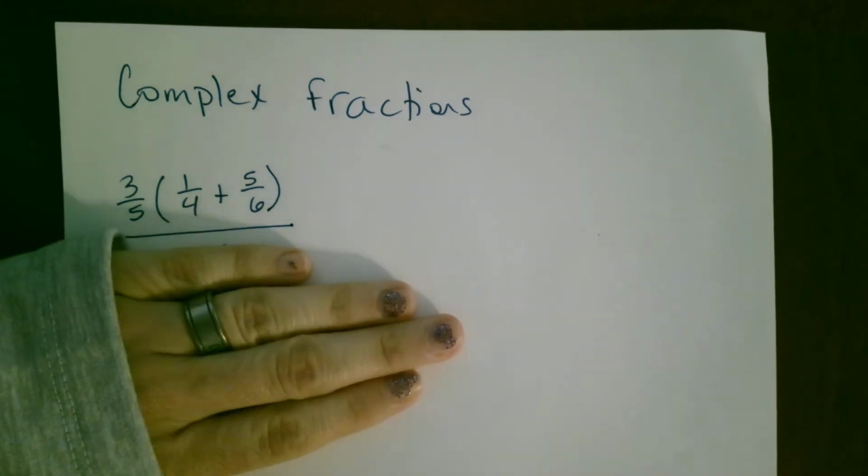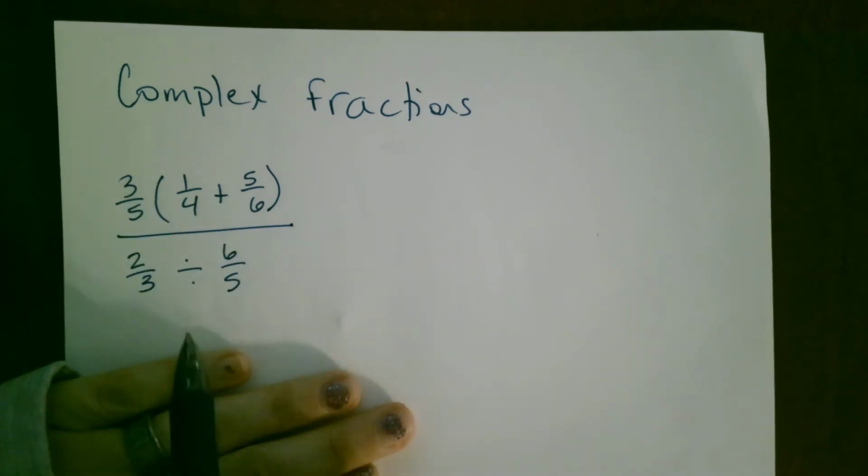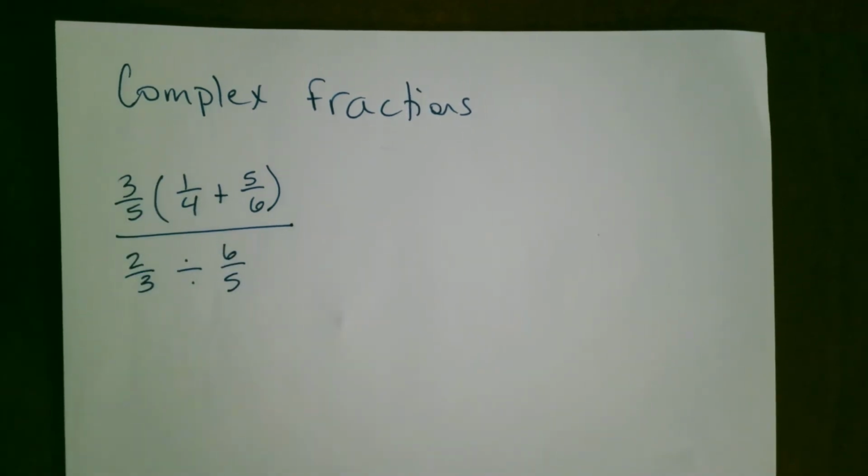Up top, I got some operations going on. On the bottom, I got some more operations going on. And all of that is shoved into a fraction. Now, it looks crazy, but since we know how to add, subtract, multiply, and divide fractions, and soon decimals, all of this we know how to do. It's just how do I handle it?